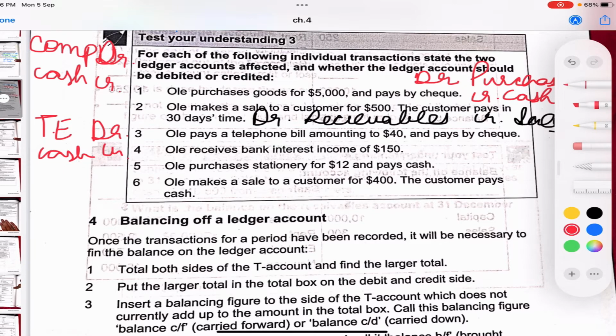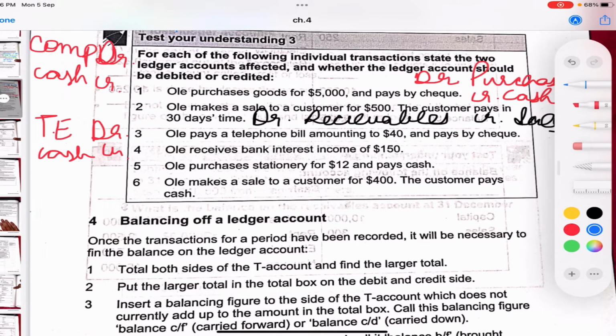Okay. Ole receives bank interest income of $150. So interest income gets credited, right? Why? Because it's an income. All incomes and gains are credited. Remember the logic: whenever incomes or profits or gains increase, they get credited.